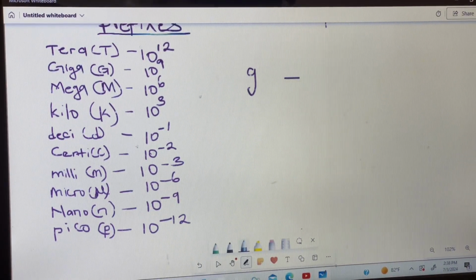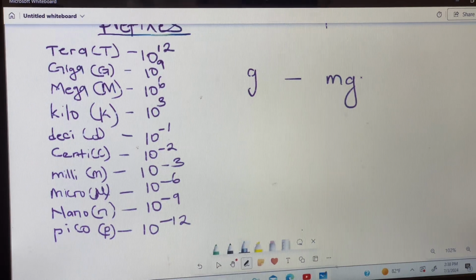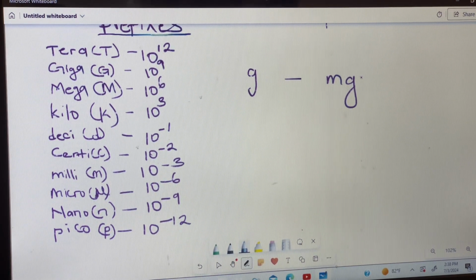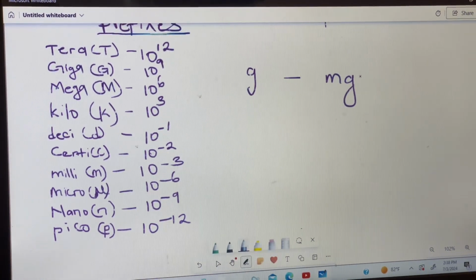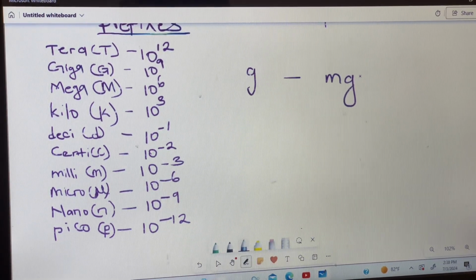If you're asked to convert from gram to milligram, just have this on your mind: the larger unit always gets the smaller number, while the smaller unit always gets the larger number. As I told you earlier, the first four prefixes are larger than the base, while the rest are less than the base. Gram is the base, and milligram is less. When you look at the chart, you know that milligram is less than the base. So a milligram is 10 to the power of negative 3.